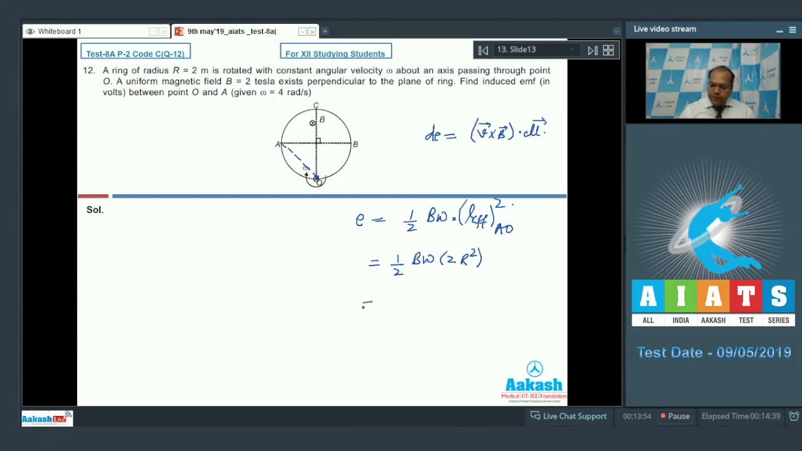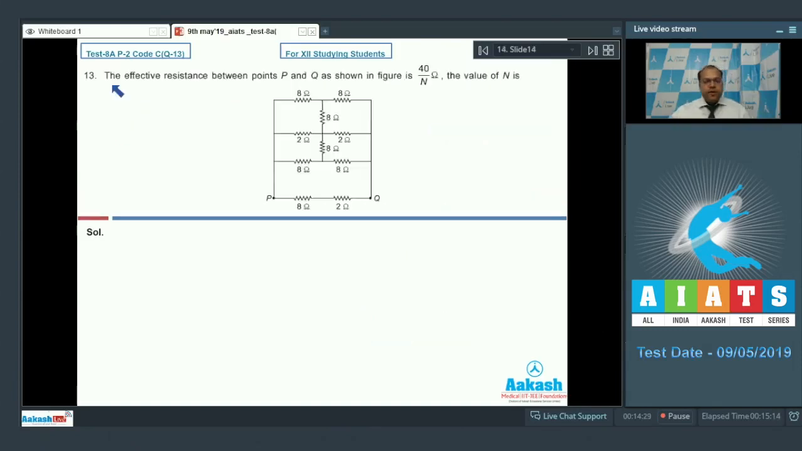If I substitute the data, the value of B is 2, the value of omega is 4, and the value of r is 2, its square is 4. So this comes out to be 32 volts. So the correct answer for question number 12 is 32. Let's move to question number 13. In question number 13, the effective resistance between points P and Q as shown in the figure is 40 by n ohm. We have to find the value of n.